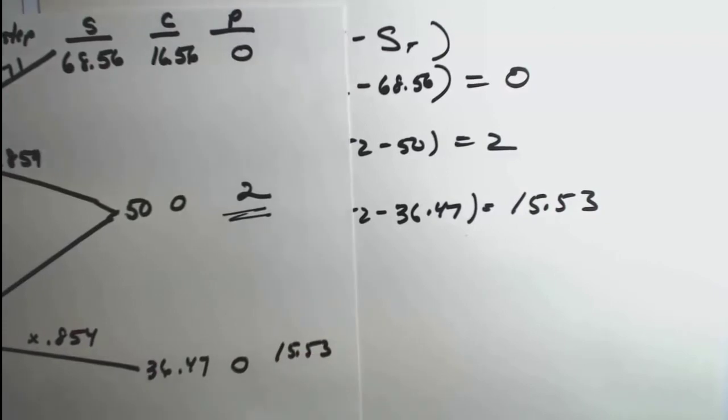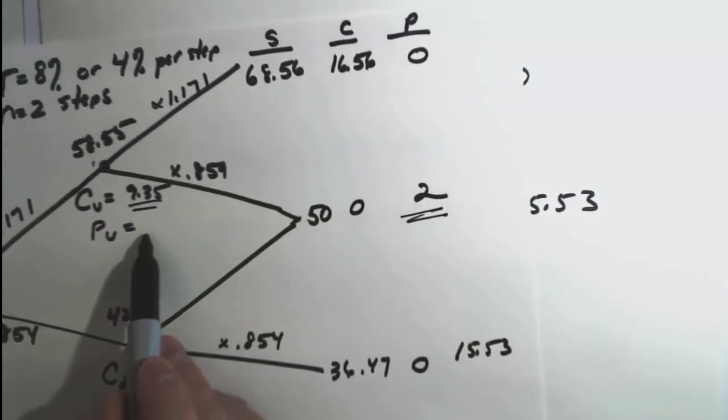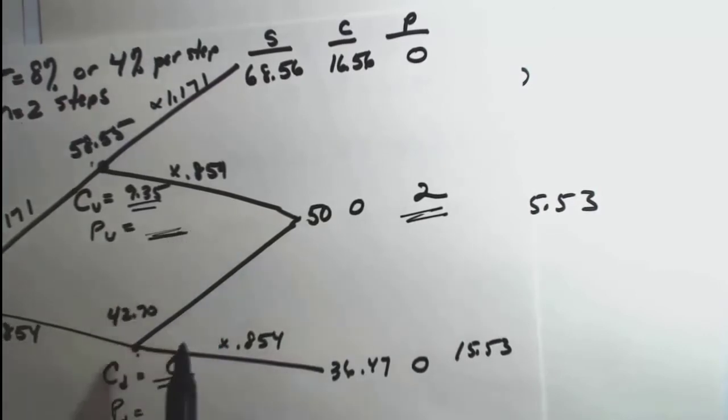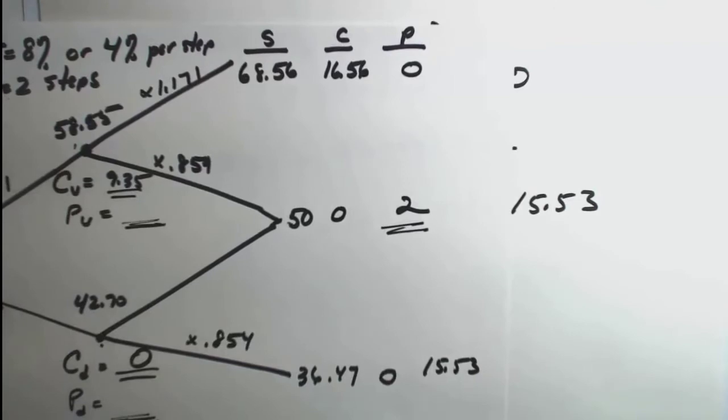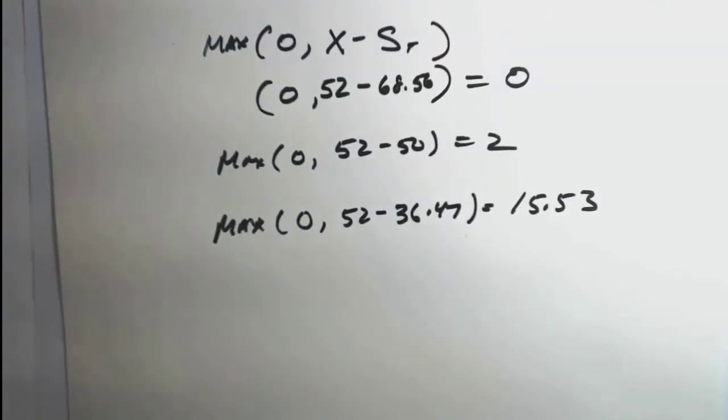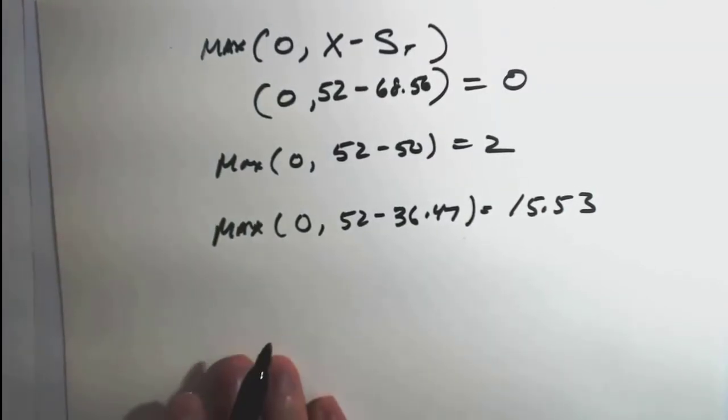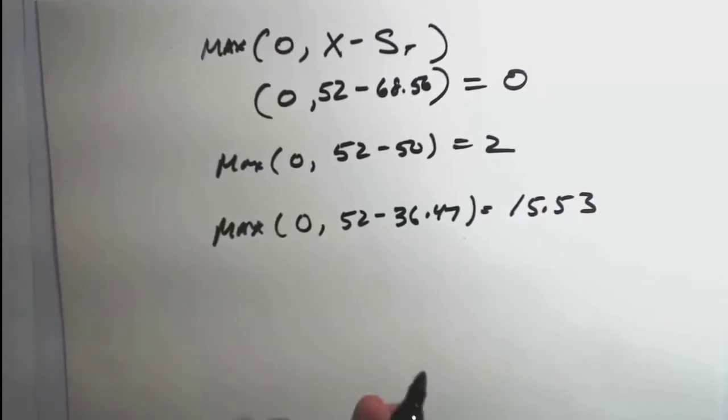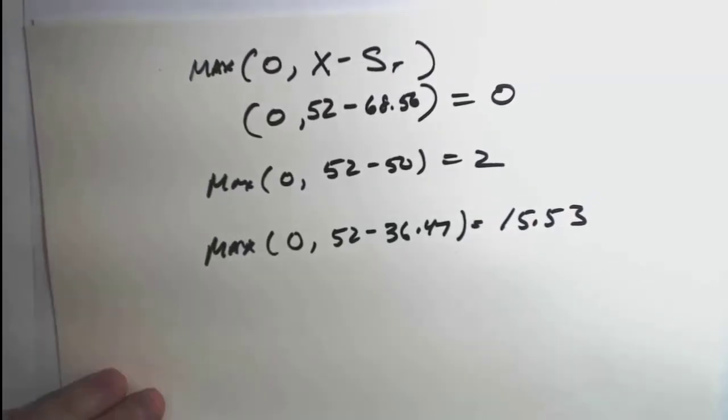So what we want to do is, again, work backwards through the tree, figure out what the put is worth on the upside, figure out what it is worth on the downside, and then we'll go back to time 0. Okay, so what we're going to do is, we want the value. Let's see if I get my calculations here.